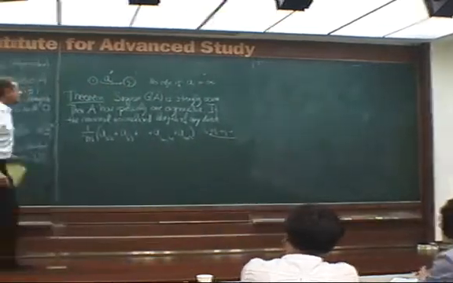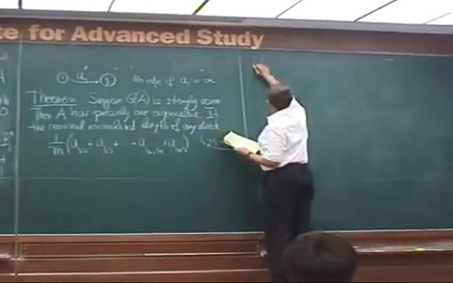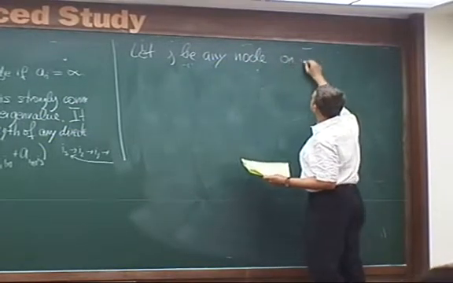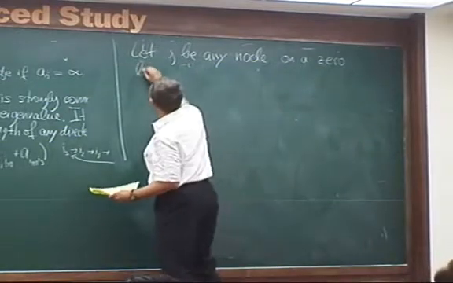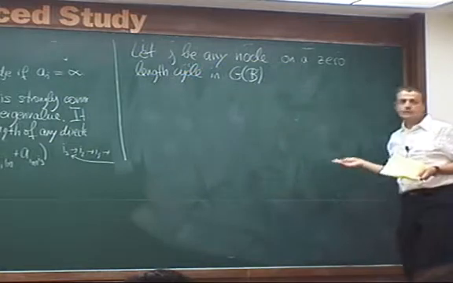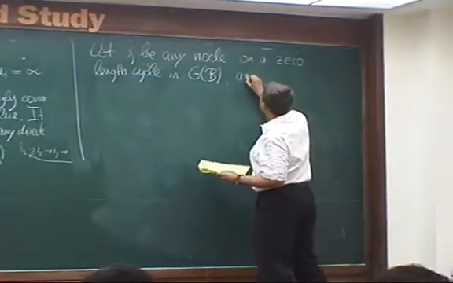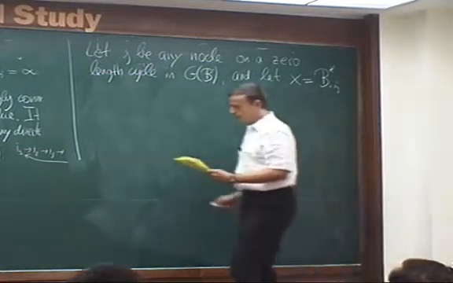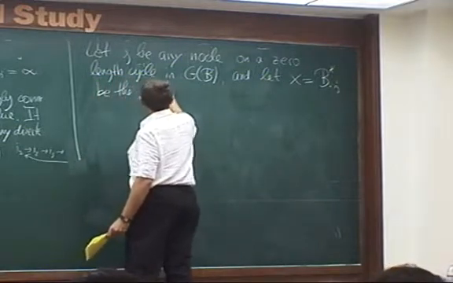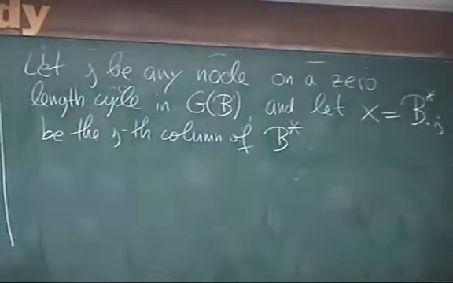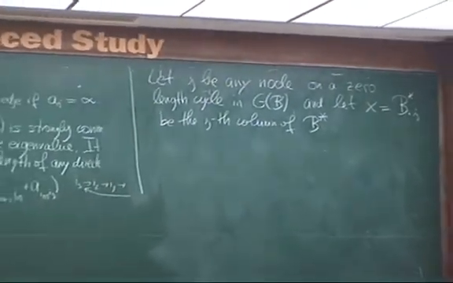Okay, so that's the cycle length. So let's continue the proof here. So let j be any node on a zero-length cycle in this graph. So this graph has some cycle of length 0. So let's pick a node and let x equals b star dot j be the corresponding column, the jth column of b star. So I pick a node j that lies on some zero-length cycle, and I take the corresponding column, the jth column, of the matrix b star, and then I claim that that's an eigenvector.